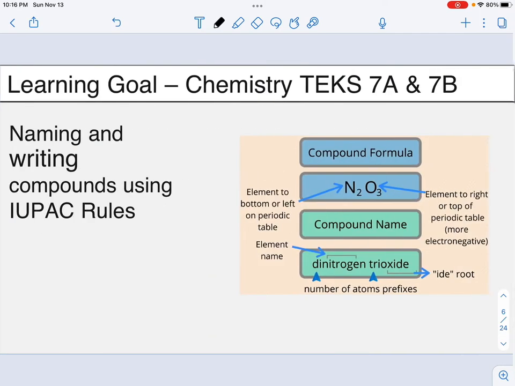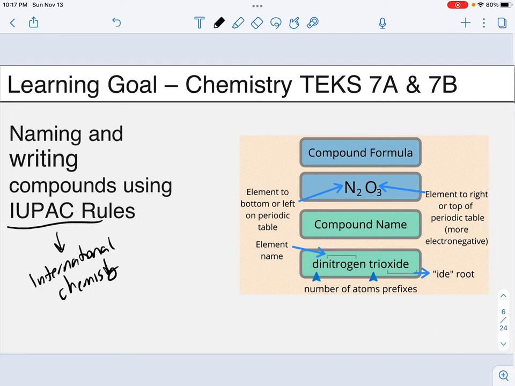What is your learning goal? Your learning goal is to be able to name and write compounds using IUPAC rules. So IUPAC is just an international chemistry organization, okay? These are very important people, really, really smart. They got elected or whatever you want to call it. And these are the people that set the rules for chemistry, how we name these things, okay?